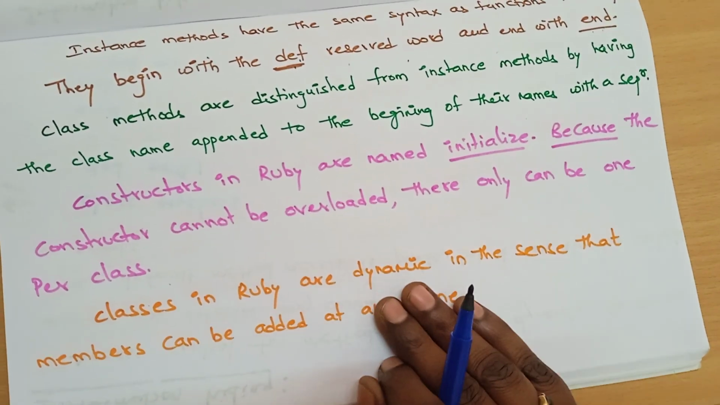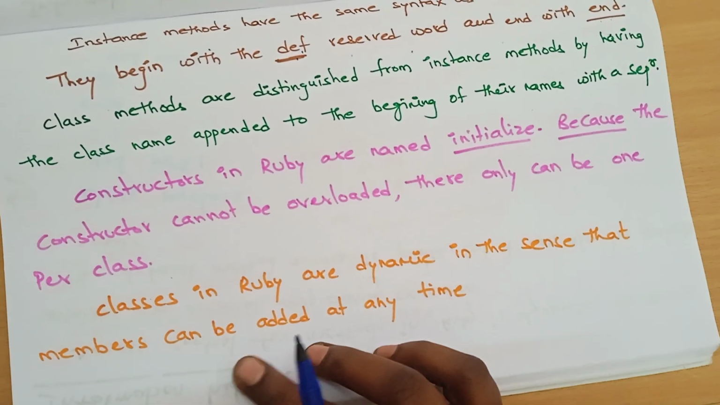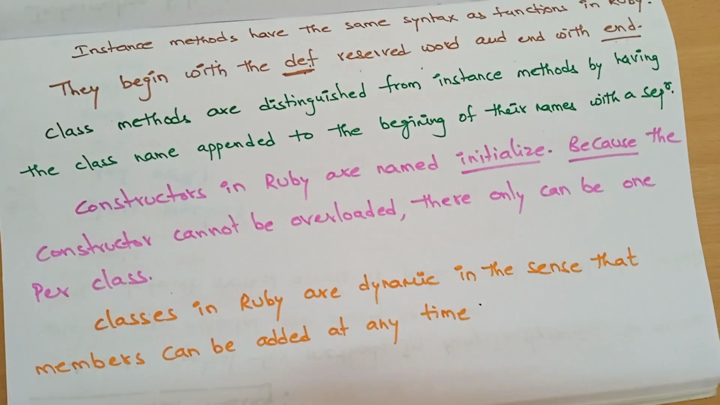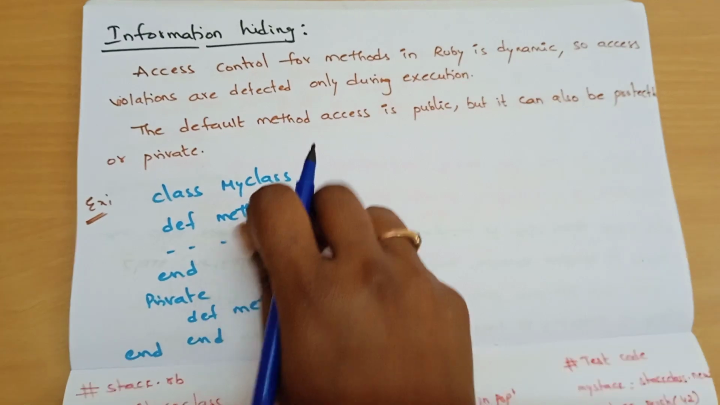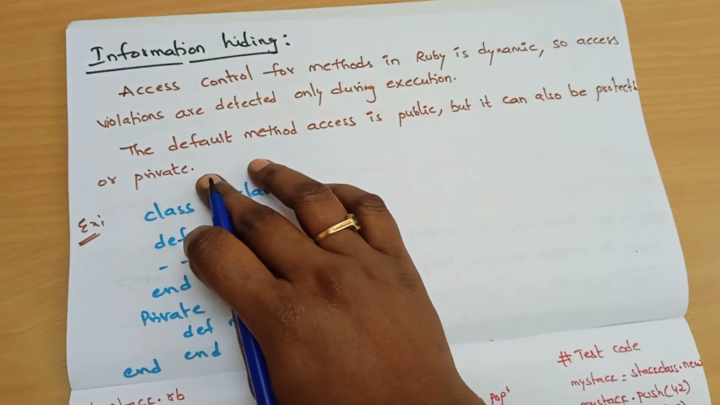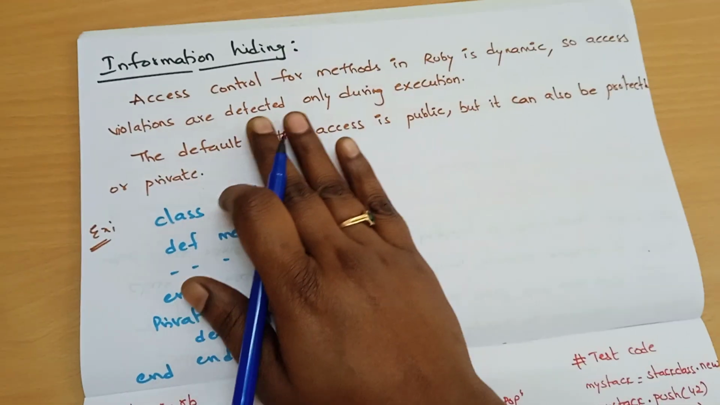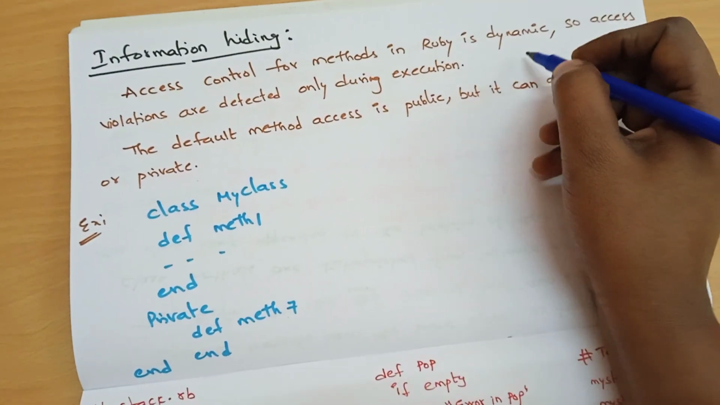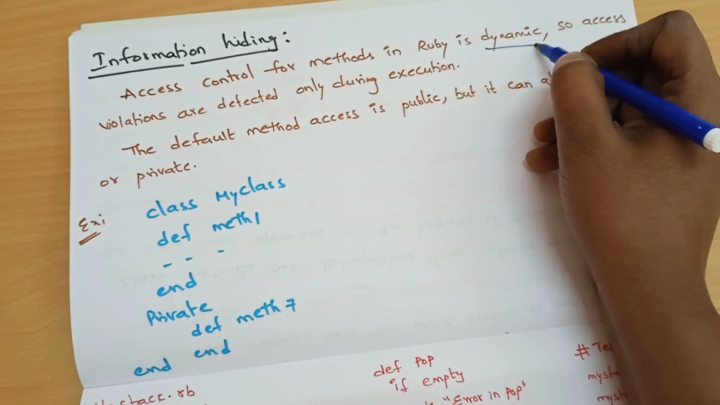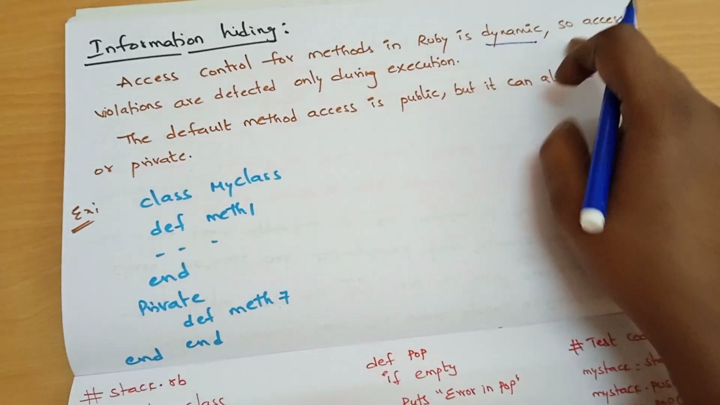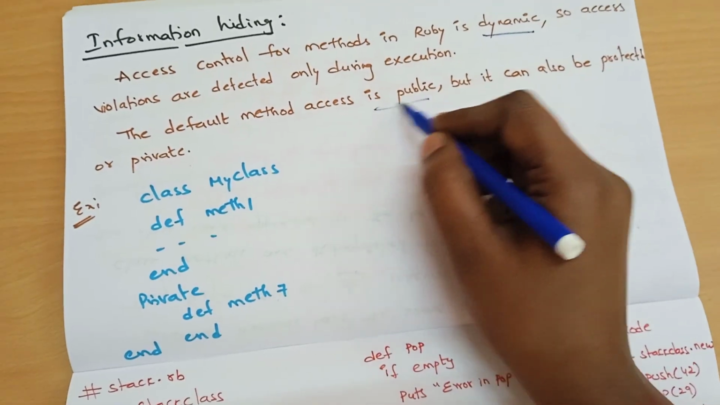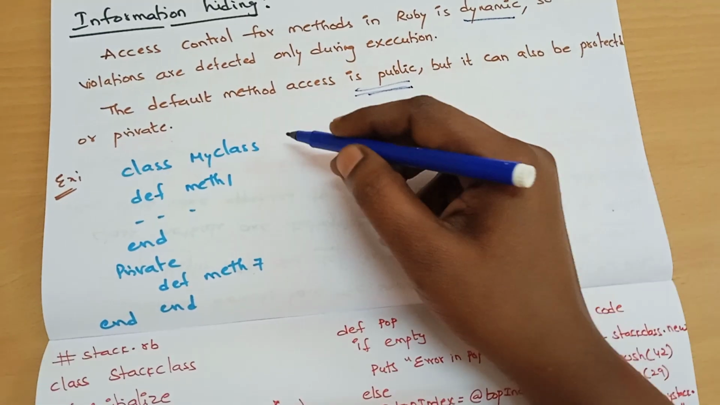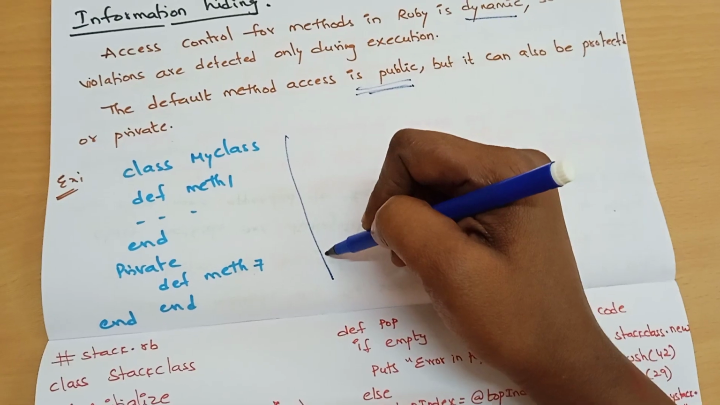Classes in Ruby are dynamic in the sense that members can be added at any time into the class. Let's see how information will be hidden. Access control for methods in Ruby is dynamic, so access violations are detected only during execution. The default method access is public, but it can also be protected or private. So this is how we will define a class.